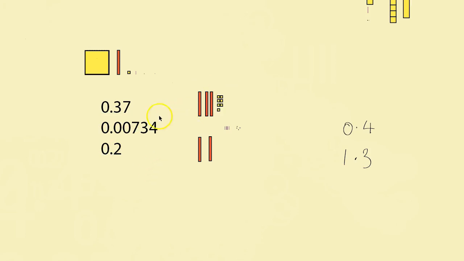Okay, so of the remaining ones, 0.37 is the biggest. If we're just looking in the column now, we see that 3 is bigger than 0 and bigger than 2, and that's this number here. It's got 3 tenths. And then we've got 0.2. And then this tiny number, 0.00734. So hopefully that was useful for you. I'll give you another practice question to try now.